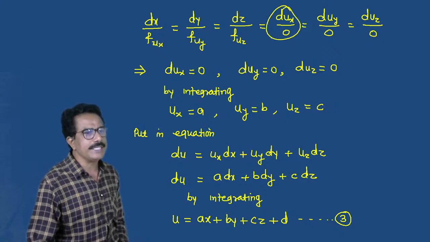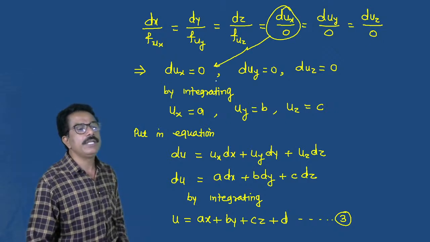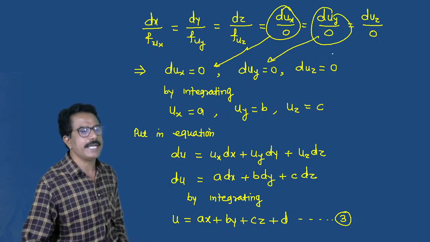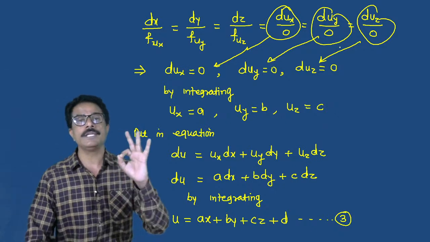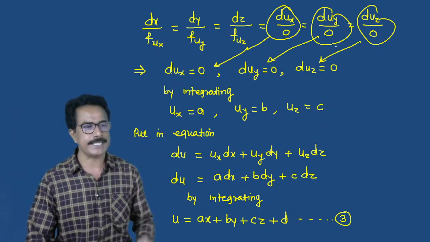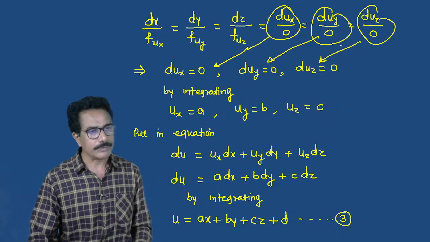So we can write this implies that dux is equal to 0, this implies that duy is equal to 0, this implies that duz is equal to 0. Nobody needs to write along, I will just give the answer, nobody write along.